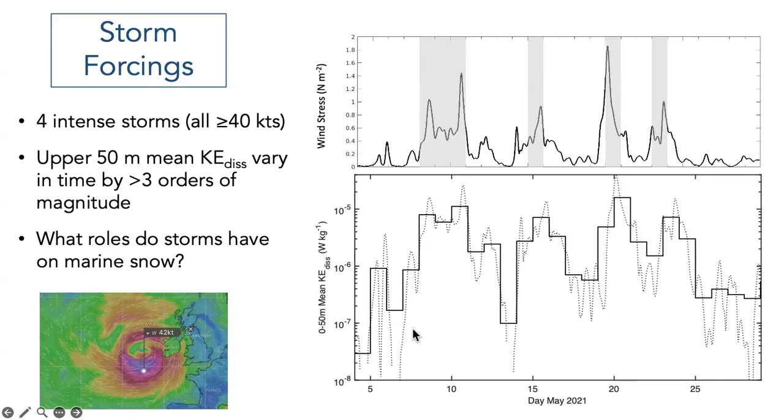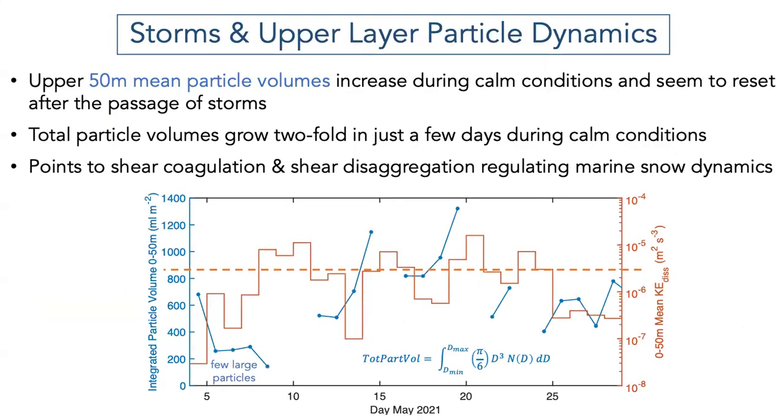So the question is, what role do these storms have on the dynamics of the marine snow? What's shown here is that same picture in orange or brown, whatever color that is, showing the dissipation rates, and then we've averaged daily values of the 50-meter mean particle volume. So we take the particle size distributions and multiply by the volume of each particle by size and calculate what that total volume is, as shown here. And these particle volumes increase quite rapidly during periods of low turbulence.